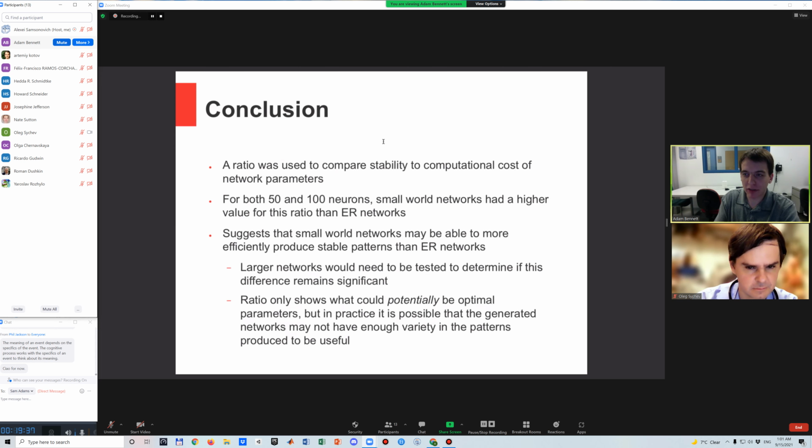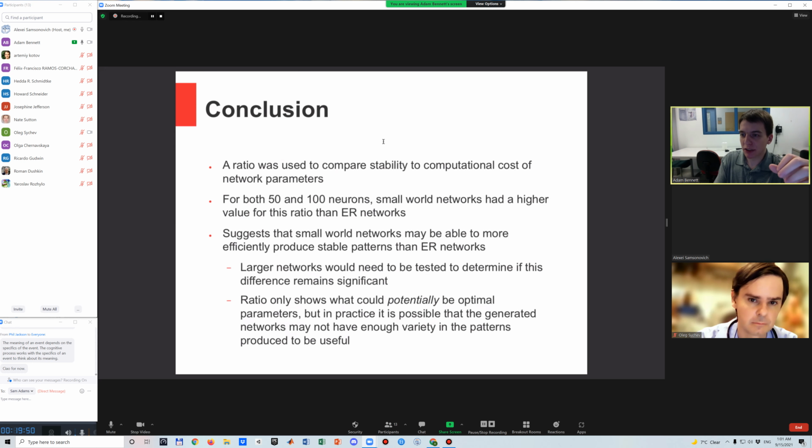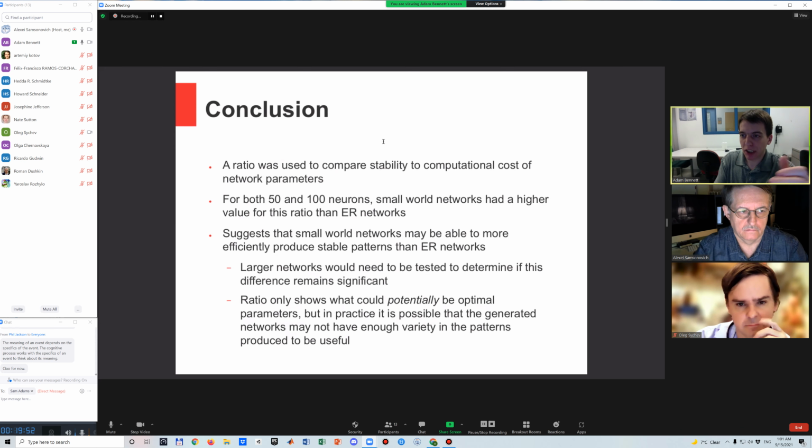Larger networks would have to be tested to see what the rate of growth for that difference is, if any, if it even remains significant. And we would need to actually look at the variety of patterns generated at those supposedly optimal spots to try and figure out if they're actually as useful as we would hope they would be.